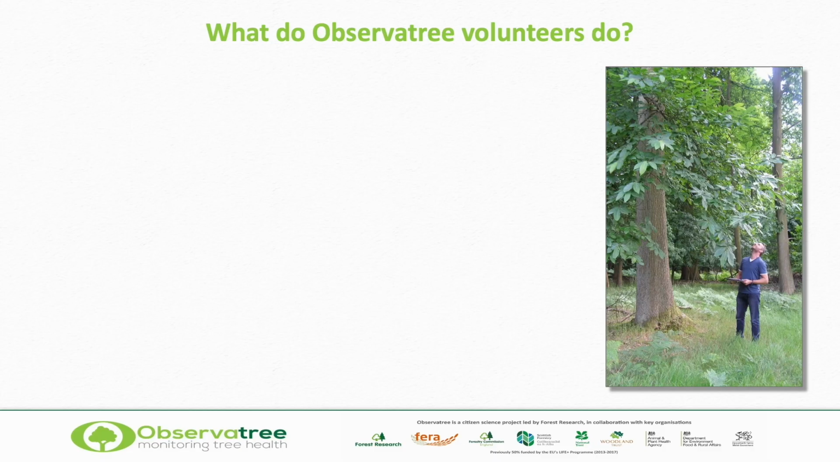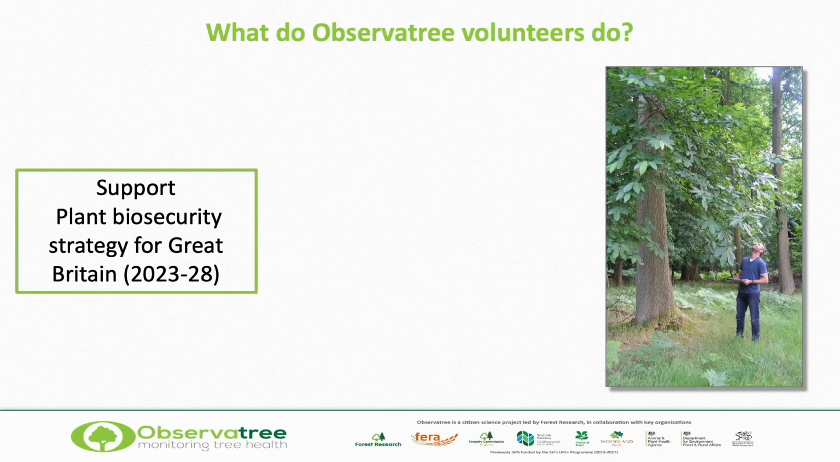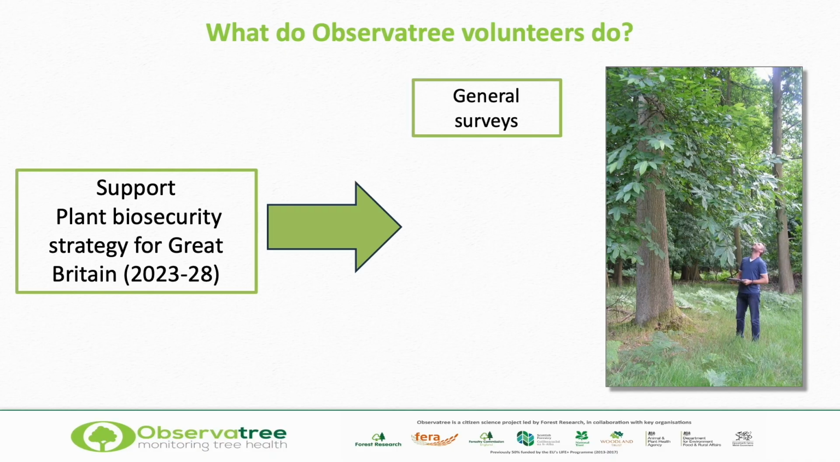So what do they actually do? We've got these 200 highly skilled observers out there. And in essence, they're there to support the plant biosecurity strategy for Great Britain that I mentioned earlier. And they do this in 4 ways. So they carry out what we call general surveys. They'll approach a group of trees. It doesn't have to be woodland. What we say is, if it's got trees, it's a valid survey site. So it could be a street, it could be a park, it could be a private garden, or it could be a woodland as well.